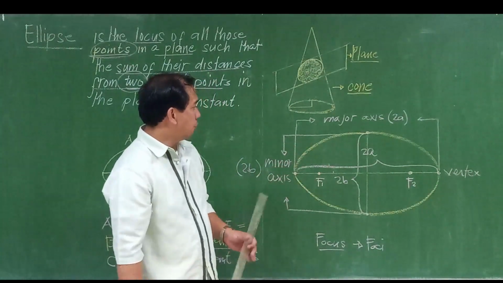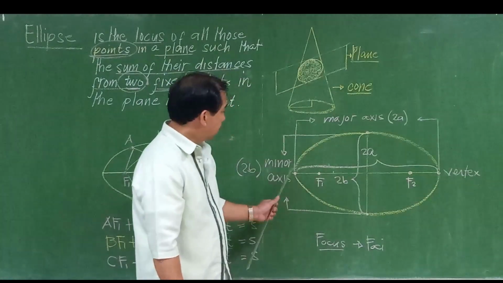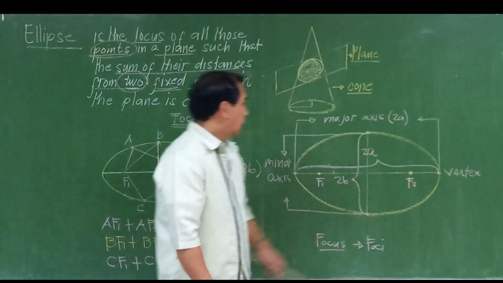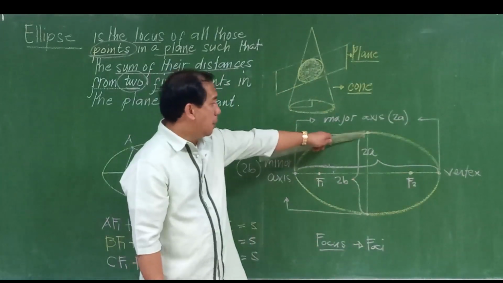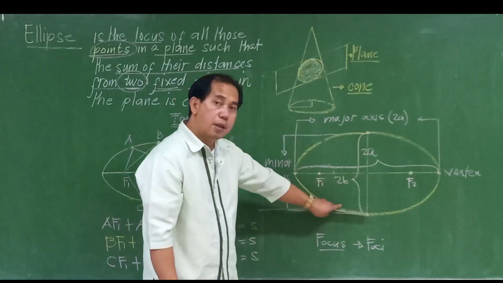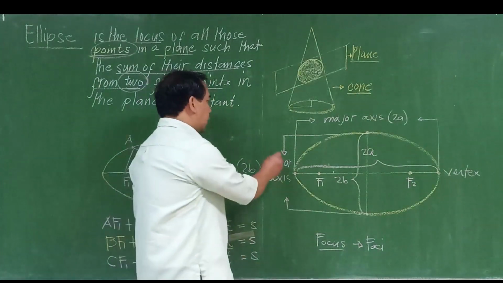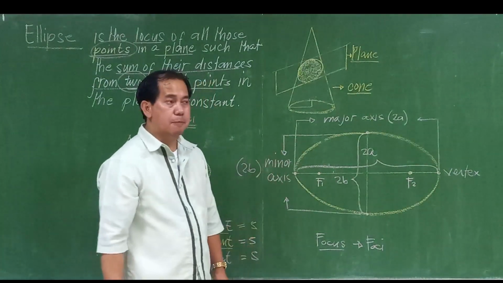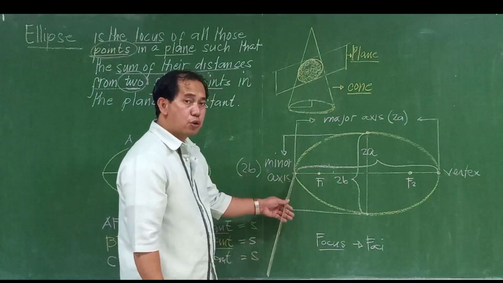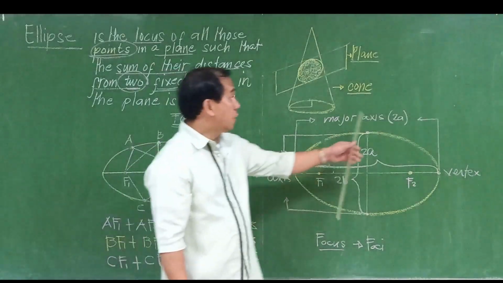So what are the parts of the ellipse? We have what we call now the major axis, from this vertex to this vertex, and another one, we have the minor axis from this point going to this point, and that is our y-axis. That is considered to be our minor axis. Now, what about the measure of the segment? The measure of the major axis is 2A.